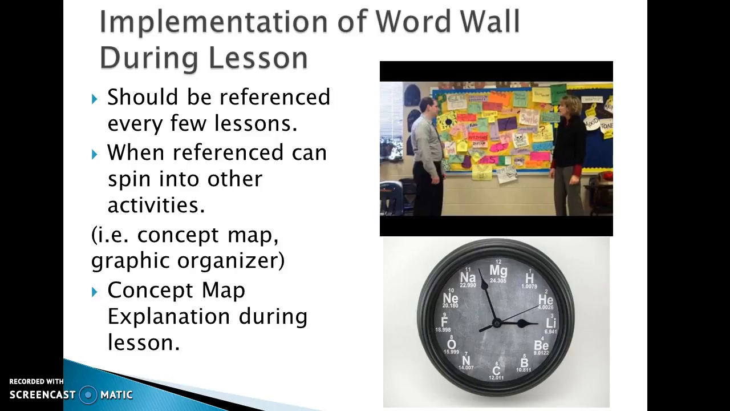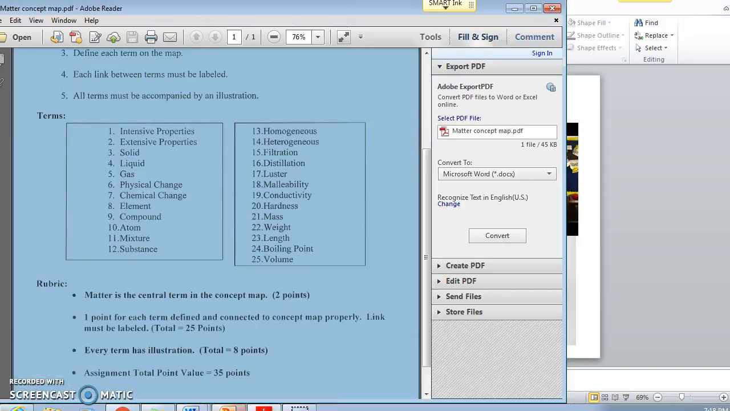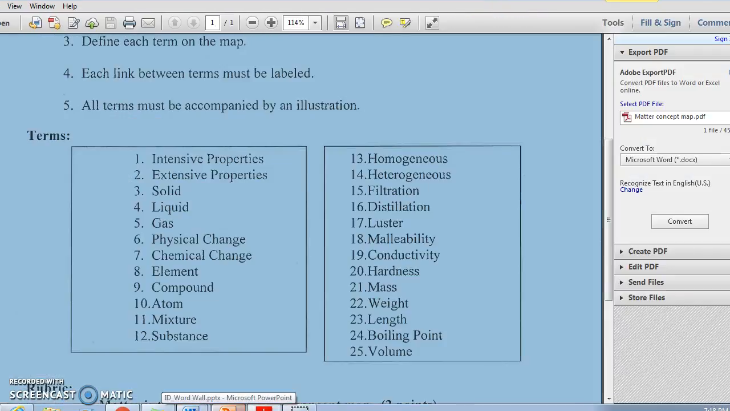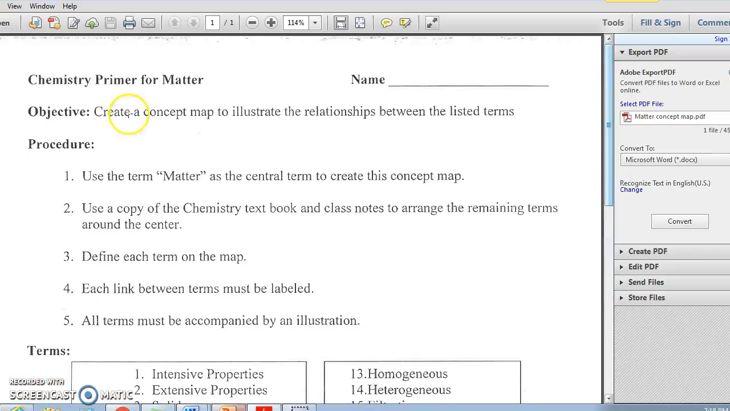When I reference the word wall, it can also spin off into different activities. Two examples of these activities that I like to do are concept maps and graphic organizers. Now I want to show you an example of a concept map assignment that I would give to my students. Here's an example of a chemistry concept map that I'll have my students do.